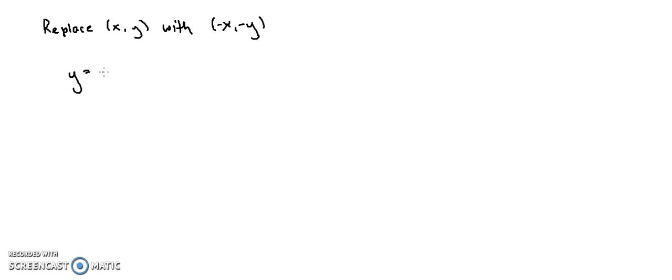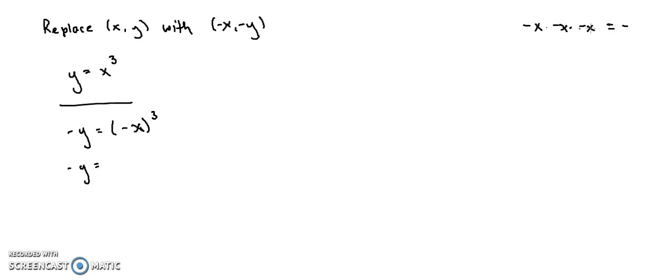So let's say we have y is equal to x cubed. So we're going to replace y with -y, and we're going to replace x with -x. On the left-hand side we have -y. There's nothing we can do with that. On the right-hand side we've got (-x) cubed. So if we simplify this like we did before, we'd have -x times -x times -x. Remember, pairs of negatives cancel out, but we've got an odd number here. So this is going to come out negative overall, and then x times x times x is x cubed. So (-x) cubed is the same as -x cubed.